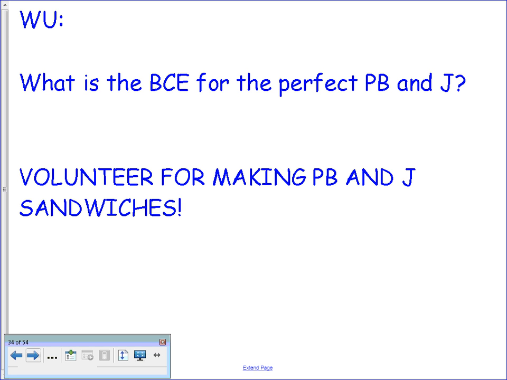All right, so hold on. What is the recipe for the perfect PB&J? Peanut butter. Okay, but how many? Two slices of bread. So 2 pieces of bread. Okay, you got this. 2 pieces of bread. And then what else?